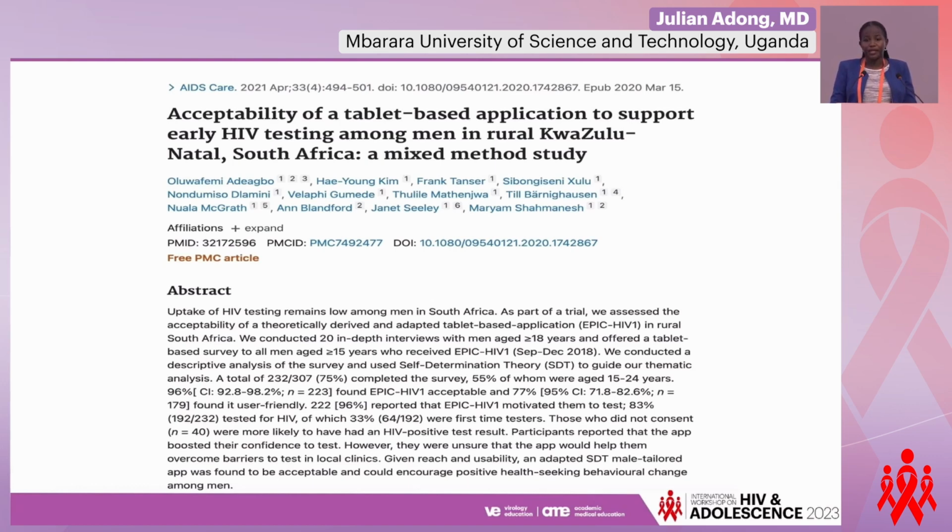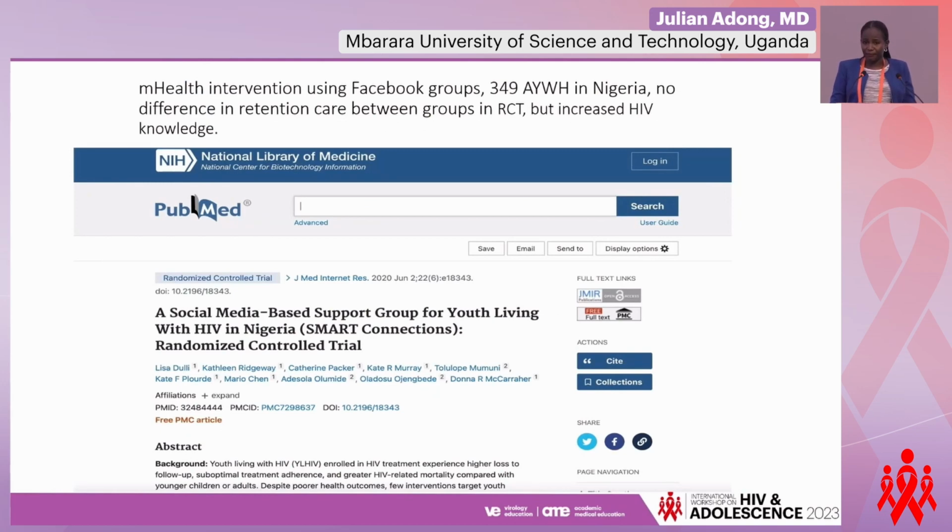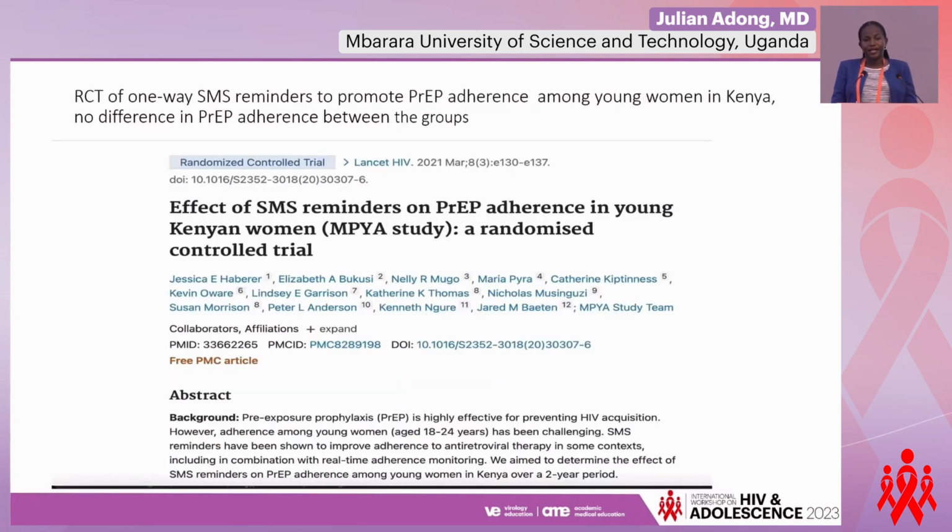Then I will move up to West Africa and look at a social media-based intervention called Smart Connections that enrolled 349 adolescents and young adults aged 15 to 24 with HIV and in care. This intervention was delivered via small Facebook groups. It was a modular intervention delivered by a facilitator, and the outcome was looking at retention in care and ART adherence. What they found at the end of follow-up was that there was actually no difference between the two groups. However, there was increased knowledge of HIV in the group that received the intervention.